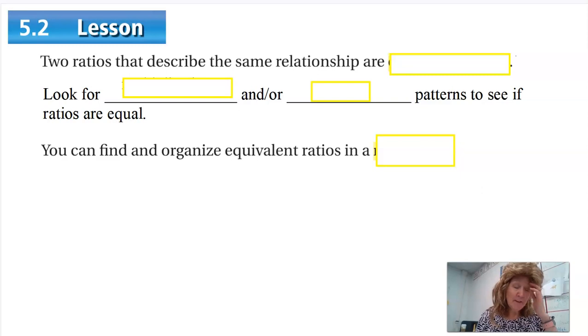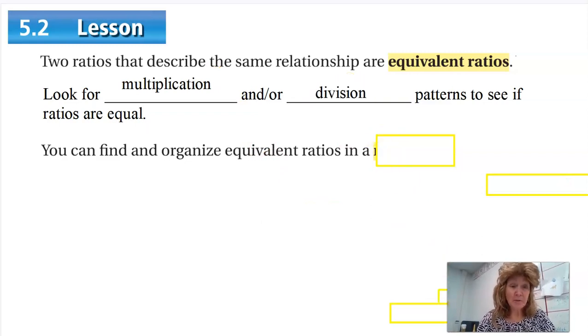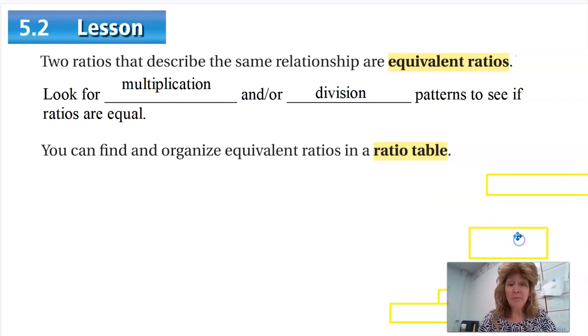Okay, so here's our lesson. Fill in the information. Two ratios that describe the same relationship are equivalent ratios. They might not have the same numbers, but they're equal to each other, the same way that fractions can be equivalent. So you look for multiplication and/or division patterns to see if ratios are equal. You can find and organize equivalent ratios in a ratio table. So that's the idea of today.